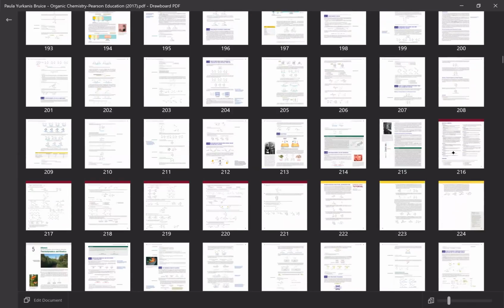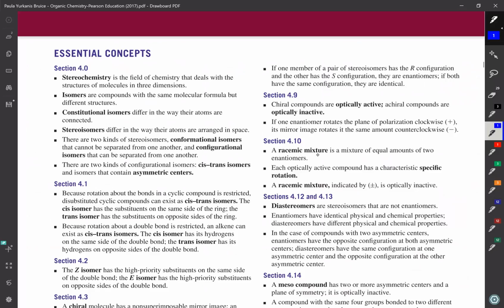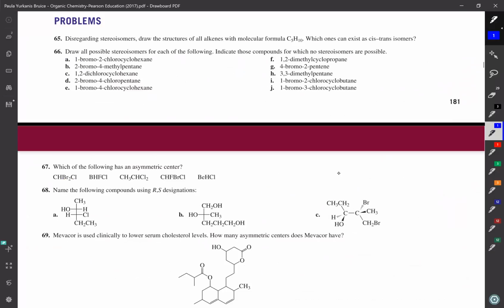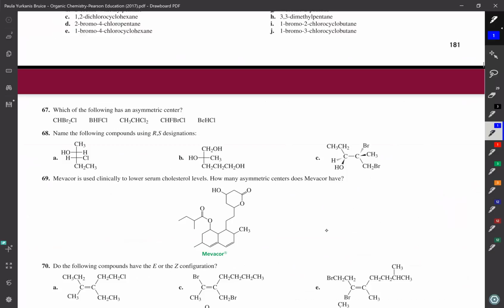Chapter 4 has to do with your stereochemistry. So in chapter 4, for example, let's look at question number 68. 68 says, name the following compound using the R and S designation. I will not necessarily name the compound, but the most important thing for me is how do you determine if a molecule is R or if a molecule is S? That's basically what is important for me here. How to know if you have an S or an R molecule.